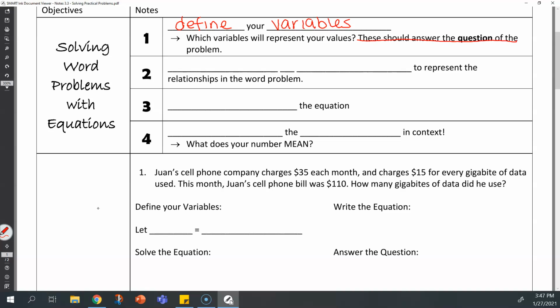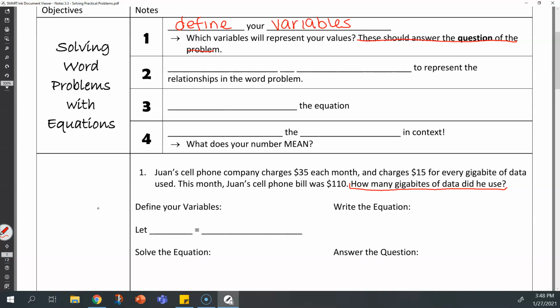Okay, so when I start to define my variable, I'm actually going to look at where is the question. So let's look at my first example. One cell phone company charges $35 each month and charges $15 for every gigabyte of data used. This month, Juan's cell phone bill was $110. How many gigabytes of data did he use? So my first step is to define my variable. So I'm going to look at the question. How many gigabytes of data did he use? My variable should answer that question.